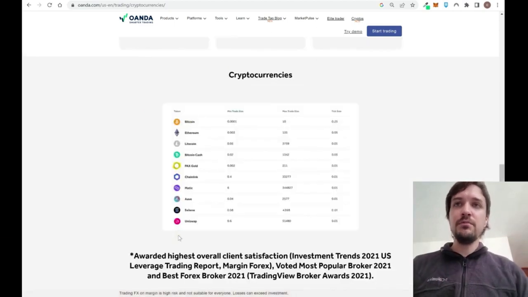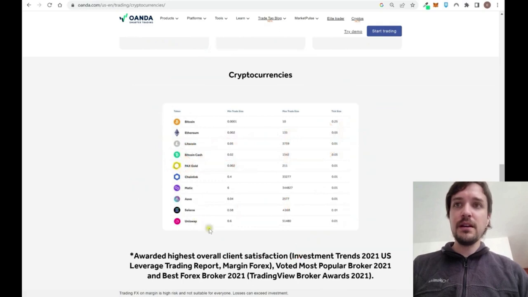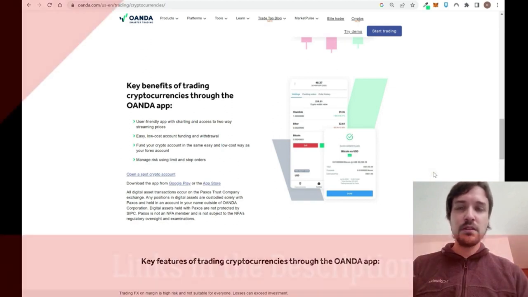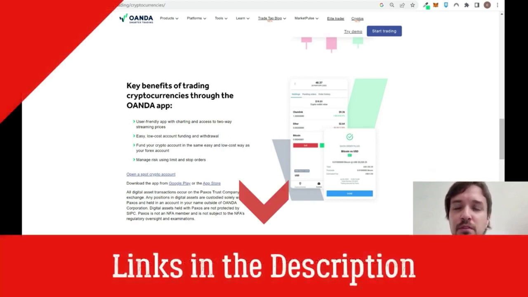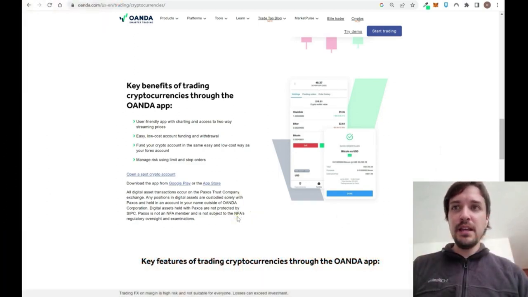This is the list of all the cryptocurrencies available. For example, you have Litecoin, Bitcoin Cash, Pax Gold, Chainlink, Matic, that is the Polygon coin, Aave, Solana, and Uniswap. They made an agreement with Paxos Trust Company to be able to offer these products to US customers. But remember that all related cryptocurrencies are not covered by any insurance, because as it says here, digital assets are not protected by the SIPC insurance.